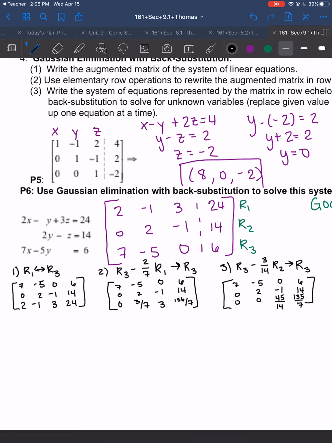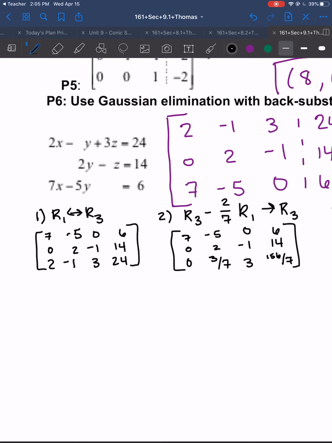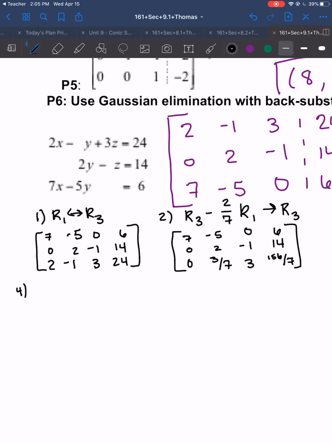So then I'm going to use that one, and I want this thing right here to be a 1. So I'm going to multiply by 14/45, which is the reciprocal of 45/14. So that'll give me a 1. Seven, -5, 0, 6, 0, 0, 2, -1, 14, 0, 1, and 6.